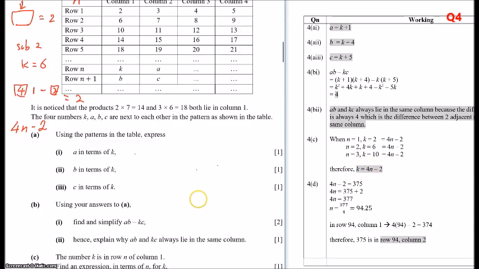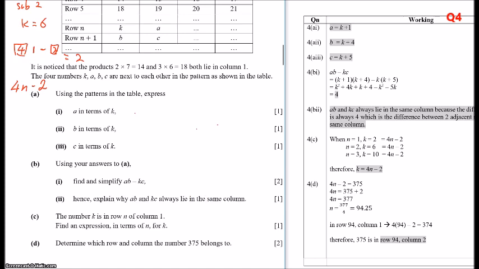Okay, so let's continue. We're at part D now. This is probably the most difficult part. So determine which row and column the number 375 belongs to. And again, you must know that some stuff on top must be useful. And most likely in this case, it's going to be the 4n minus 2 here.